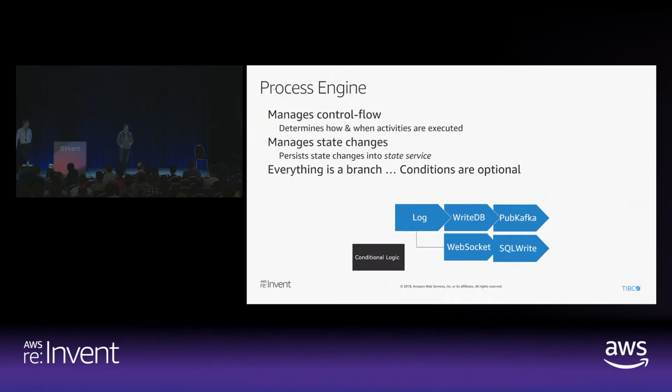So when you look at the process engine itself, it's designed to do a couple things. It orchestrates the execution of activities, and an activity is nothing more than a unit of work. It's something to do. So it's log a message, write something to a database, publish something to Kafka, read or write from a WebSocket server, write to a SQL database, whatever the case is. It's just a unit of work. It does something. The process engine itself manages the execution of that.